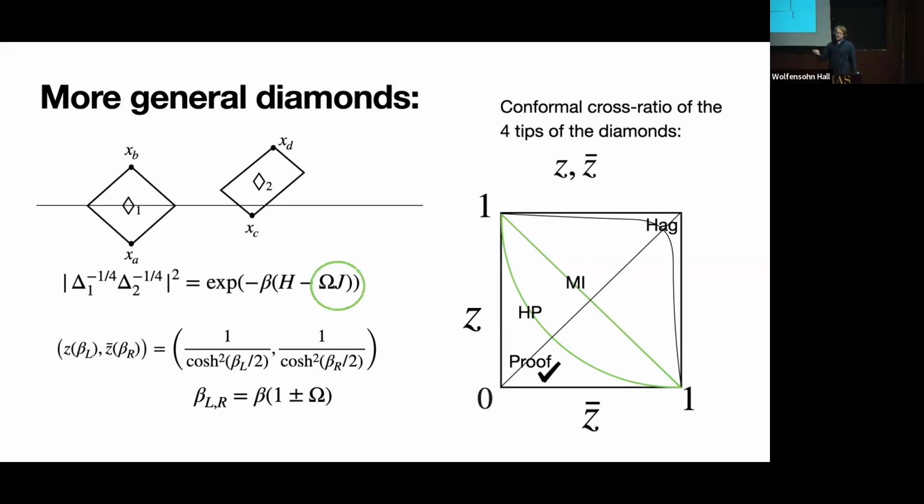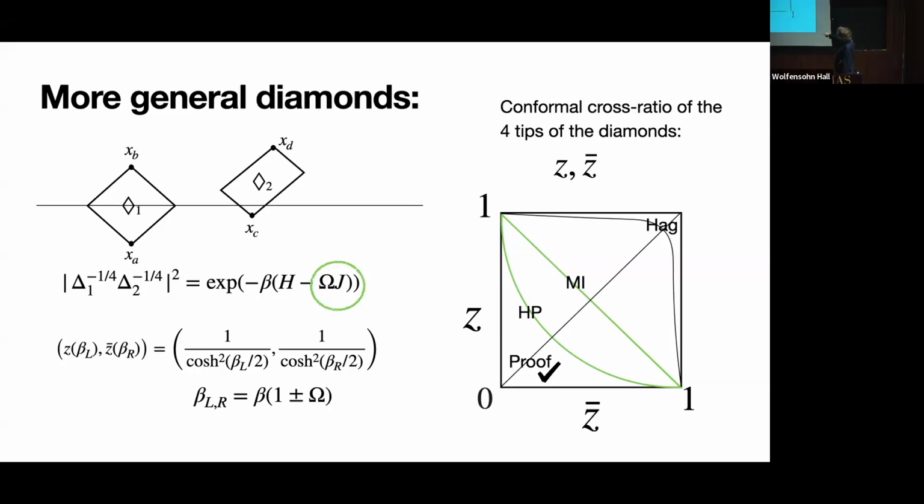Just pick one of the rotations, it doesn't matter. And you get this relation between these modular operators and this partition function. In particular, I can map out the space of these disjoint diamonds by thinking about the 4 points here and constructing two conformal cross ratios related to the 4 tips of the diamonds. And now I get a phase space that lives in this square here.